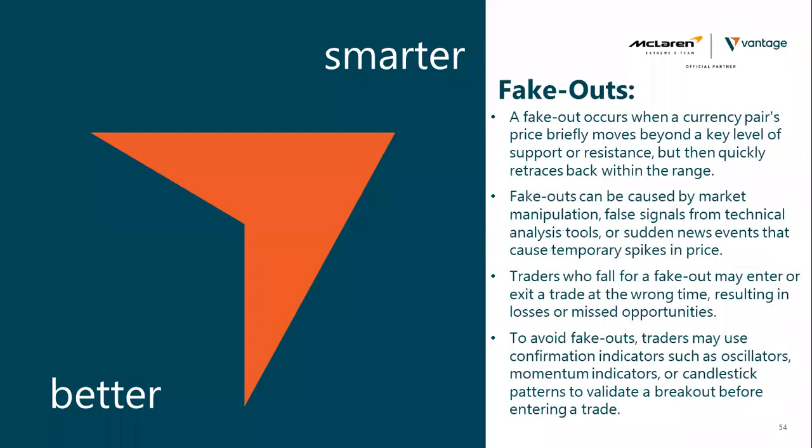So let's look at fake outs. A fake out occurs when a currency pair's price briefly moves beyond a key level of support or resistance, but then quickly retraces back into the range. So we're going to see this very soon in the chart. You will draw a structure like a resistance structure or a support structure, and then you see price go through it heavily, right? When price goes through, you'll be like, wow, price is going to start buying. And then maybe you are watching on a lower time frame.